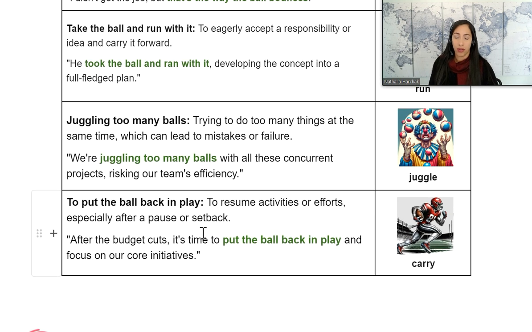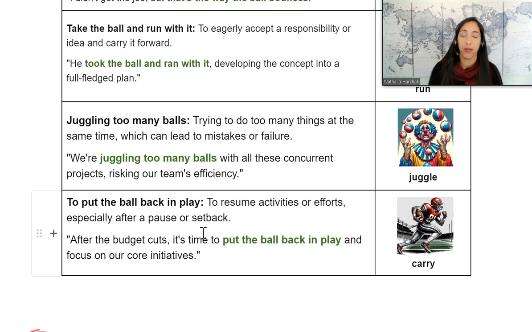Juggling too many balls. Well, if someone is trying to juggle balls, if they have too many, they will probably drop these balls. Remember in the beginning of this section of the lesson, I said drop the ball is something bad. Okay, you failed. So if you are juggling too many balls, you have too many things to do at the same time, and this can lead to mistakes or failure.